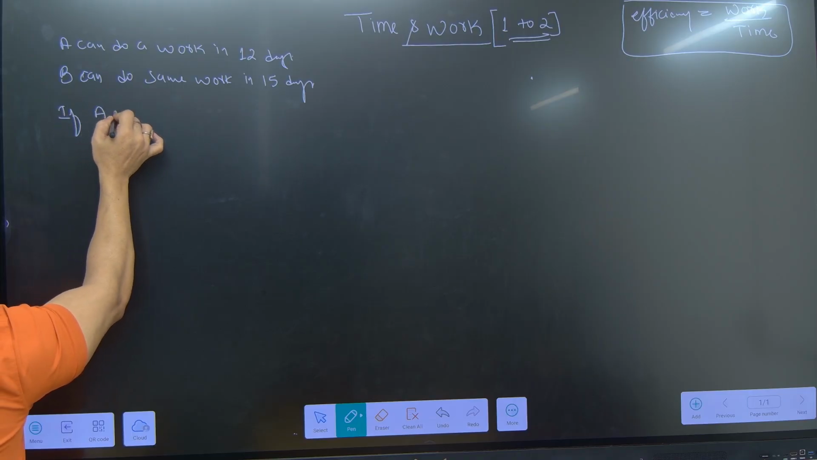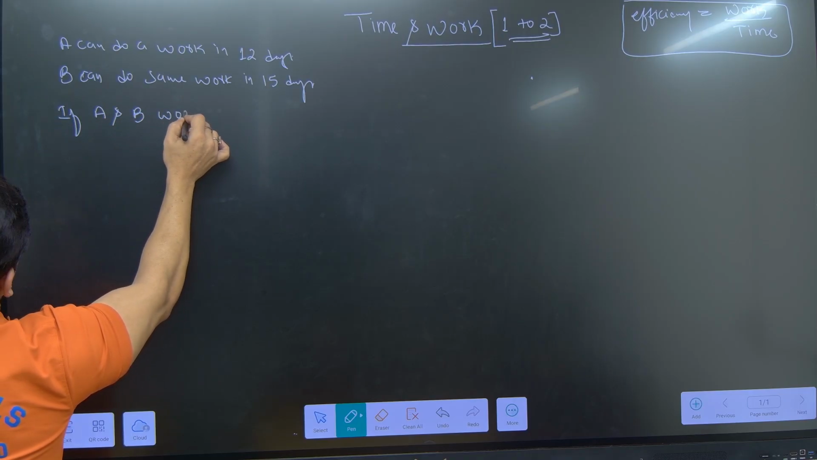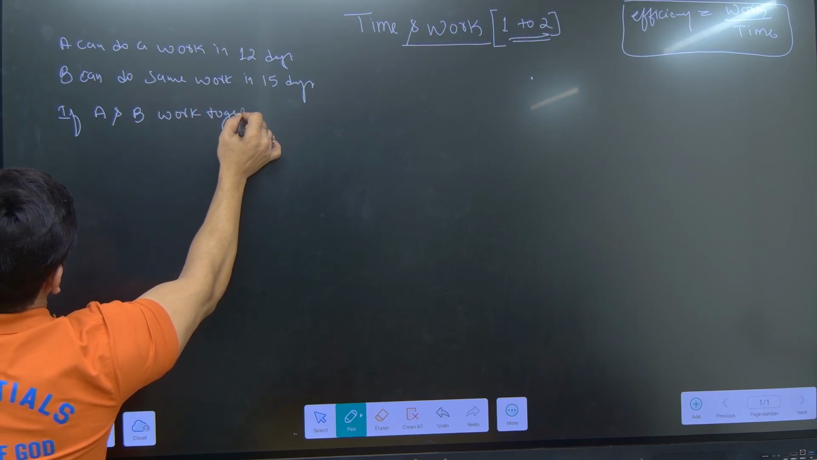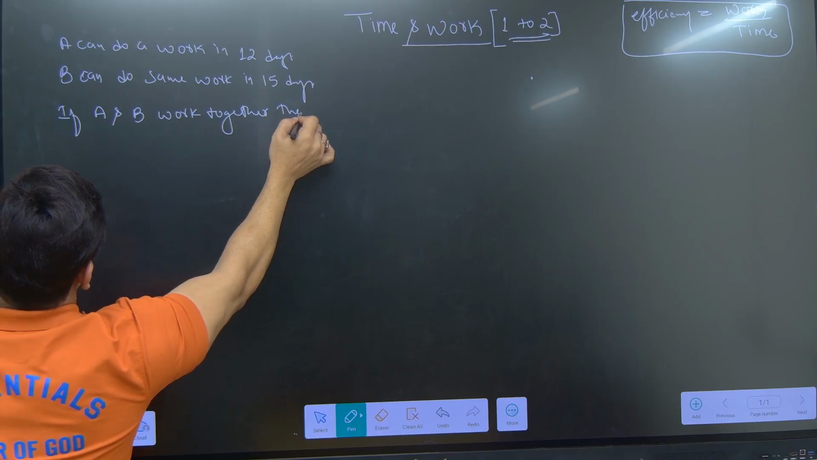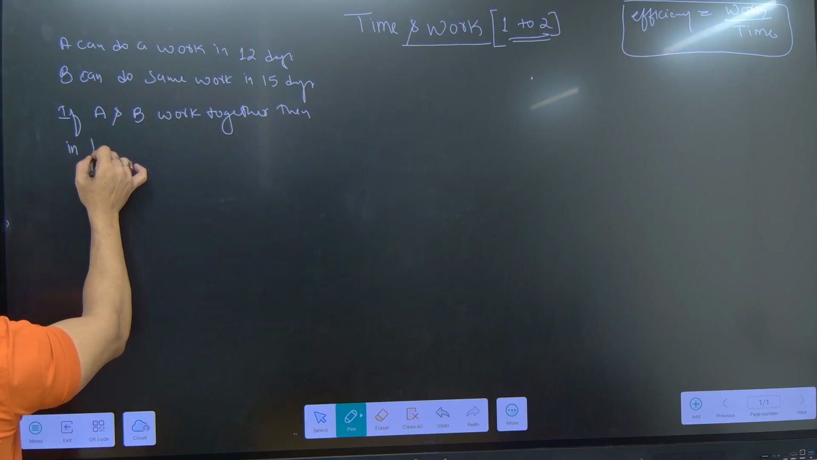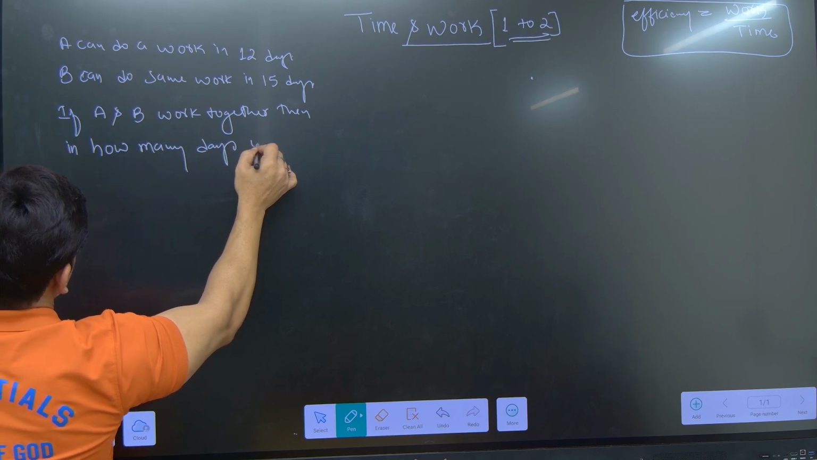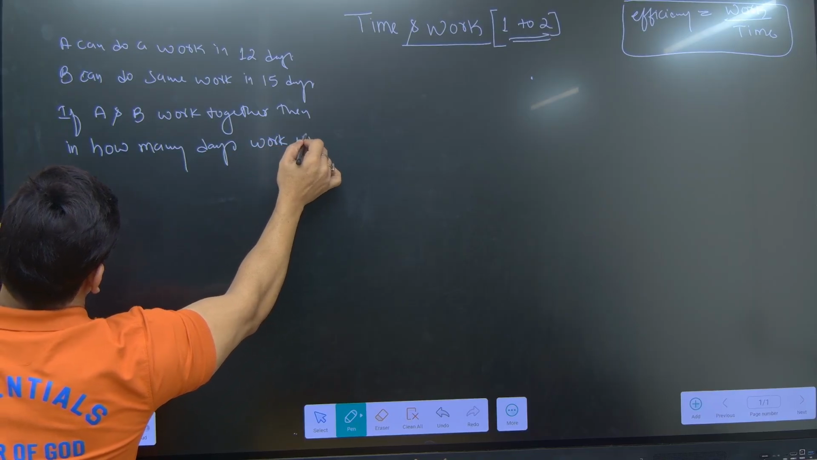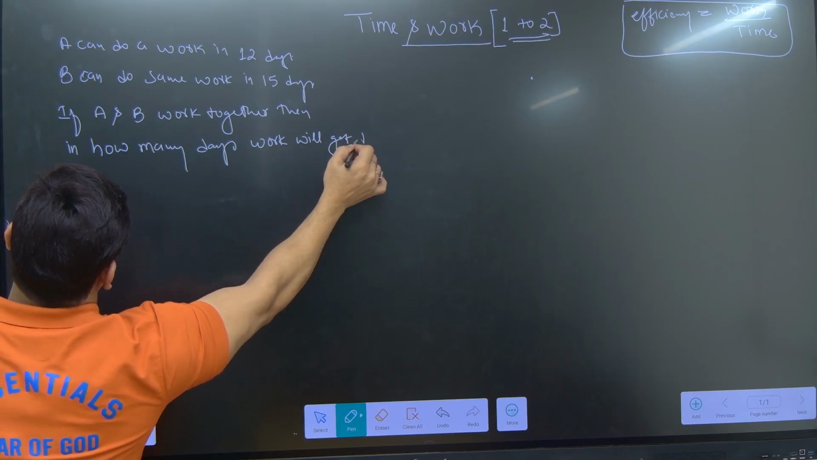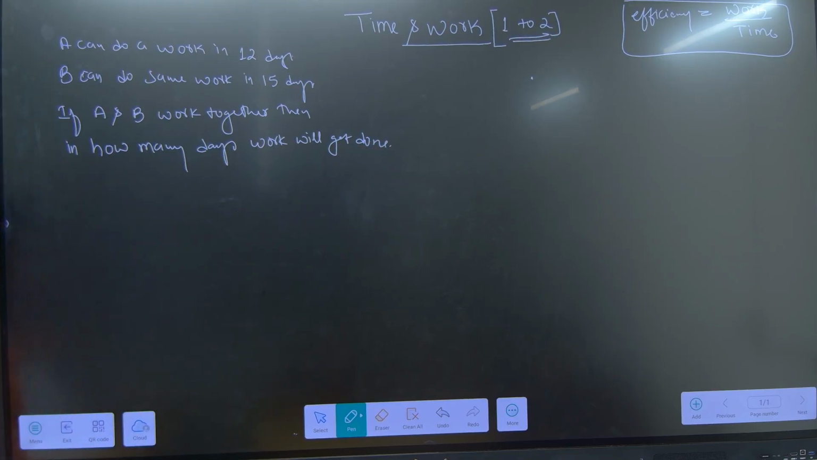If A and B work together, then in how many days work will get done? You don't write the average of the number of days, right? Don't add 15 plus 12 and divide by 2. Direct नहीं है, inverse variation होता है.